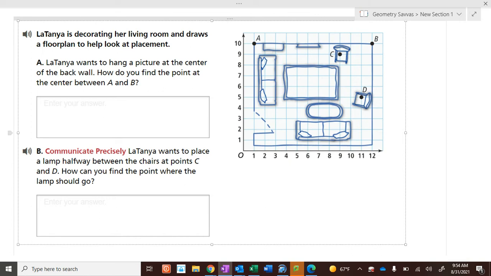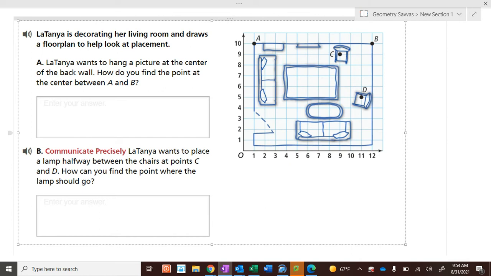Chase. 6. 6 is halfway in between 1 and 12? Not quite. What's halfway in between 1 and 12? Illy. 5.5. How do you get that? There's 11 spaces.